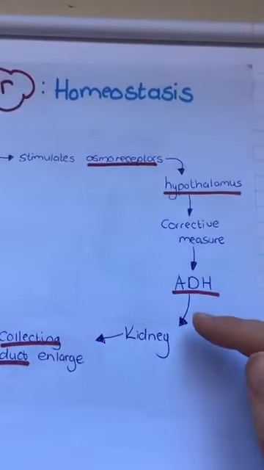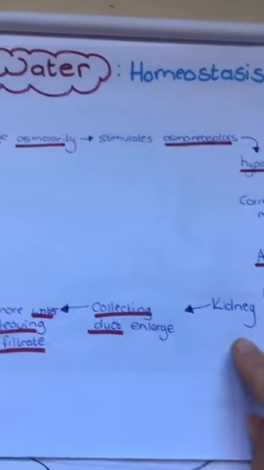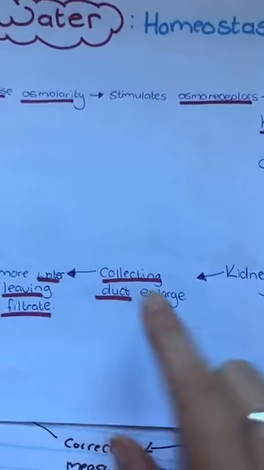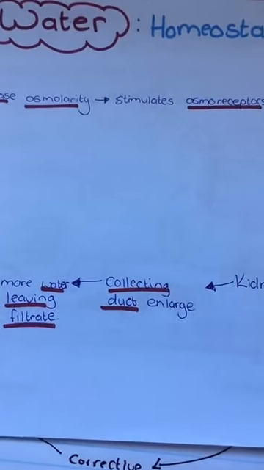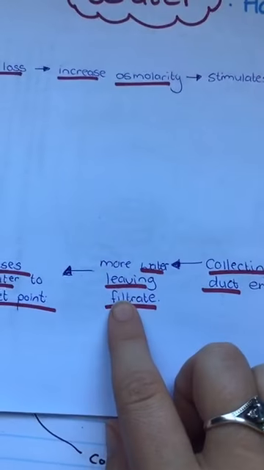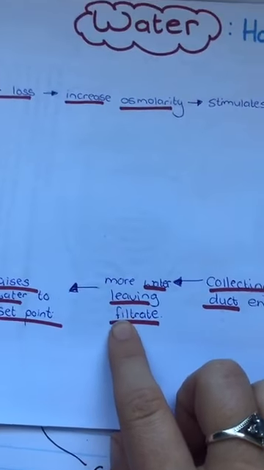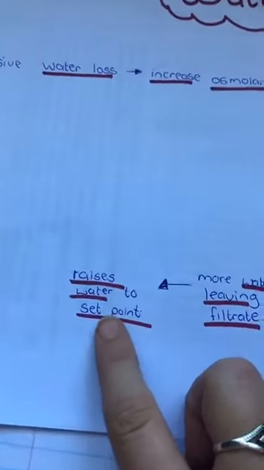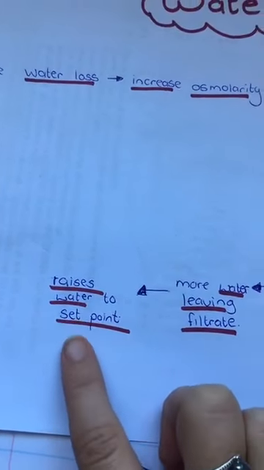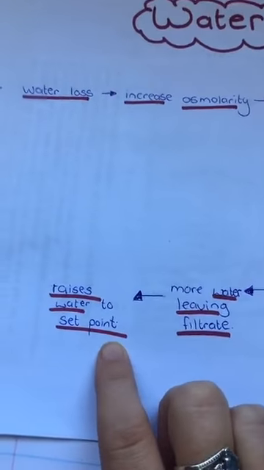Okay, so the ADH is then sent to your kidney, and specifically that part of the kidney is the collecting duct. The pores in the walls of the collecting duct become more permeable, so that more water leaves the filtrate. And if more water leaves the filtrate, it's going to raise your water to set point again. In other words, raise your water back to norm.